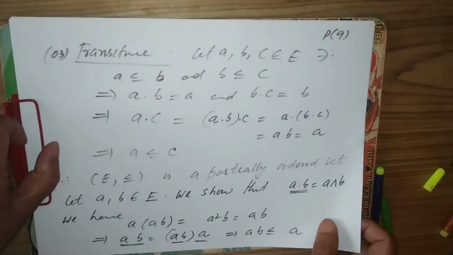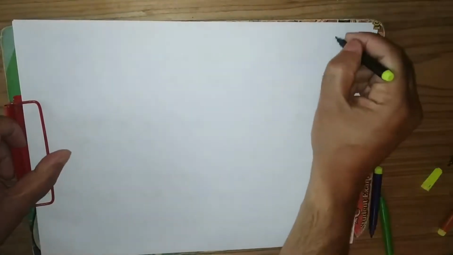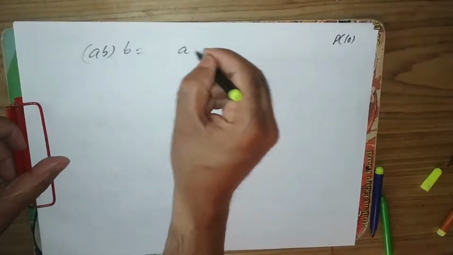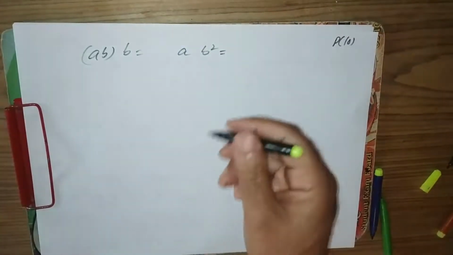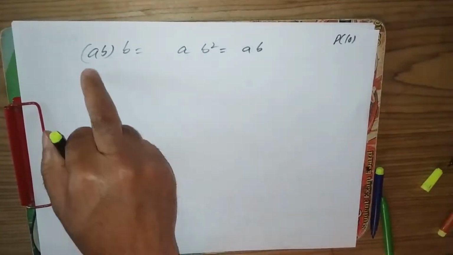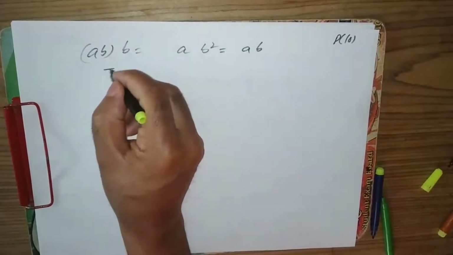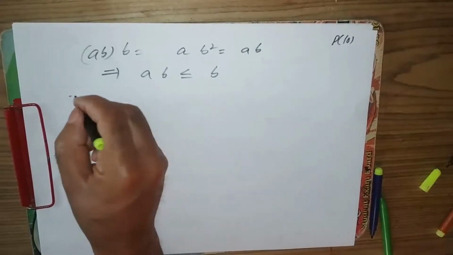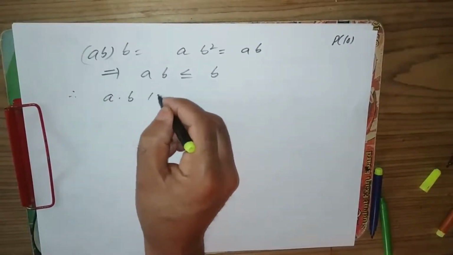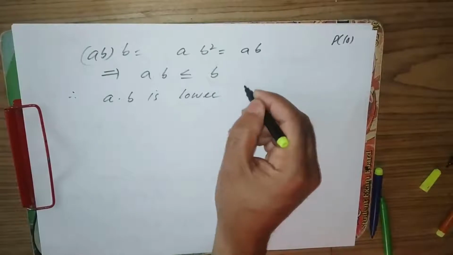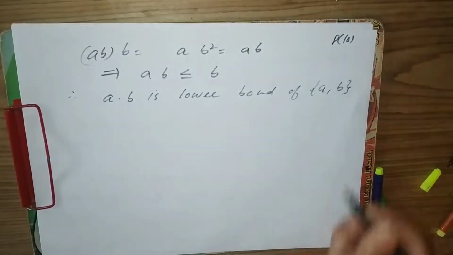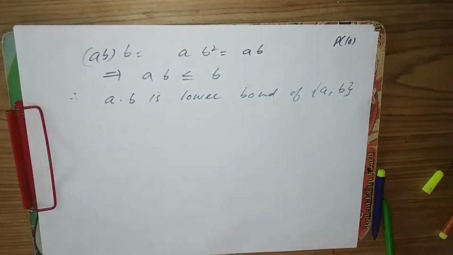Next we see that AB is also less or equal to B. For this we find the product of AB with B. AB into B is equal to A times B square, but B is idempotent, so it's AB. So product of AB into B is equal to AB, which implies that AB is less or equal to B also. Therefore A into B is a lower bound of A and B. But we need to show that it's the greatest lower bound.